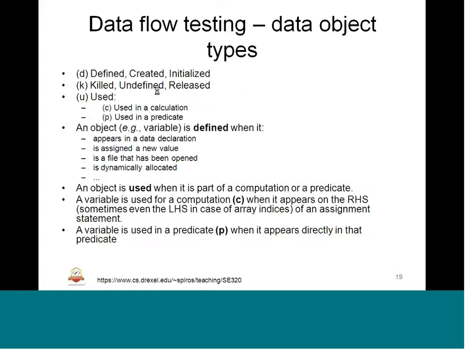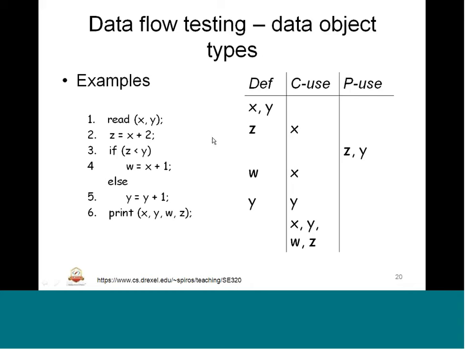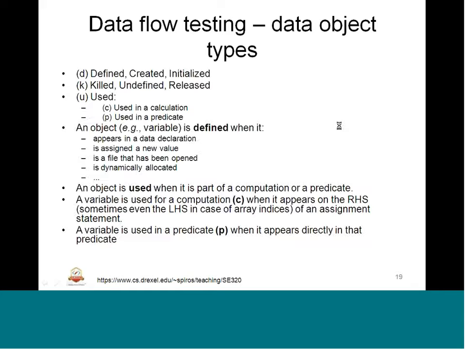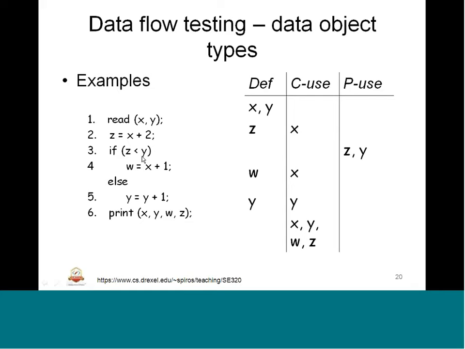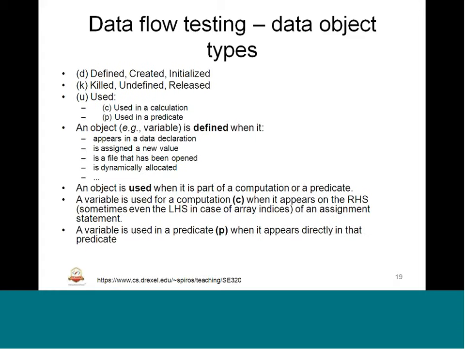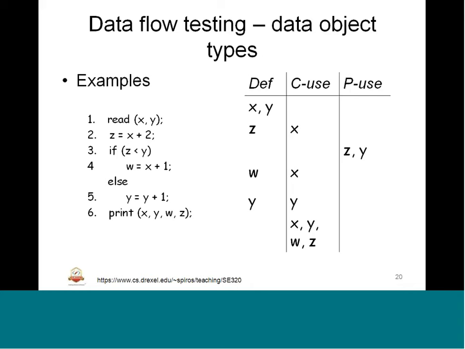So these data object types are used for data flow testing, where we segregate different types of data in different columns, such as definition, CUs, PUs. CUs is for calculation purposes. You can see X, Y, W and Z in this example code are used as CUs or calculation use, whereas the PUs or predicate use are Z and Y. You can see the if with a bracket, within which Z less than Y is being used, so it itself is a predicate value directly within the bracket, which is why it is called a PU. All this data will be observed and analyzed in terms of data flow testing.